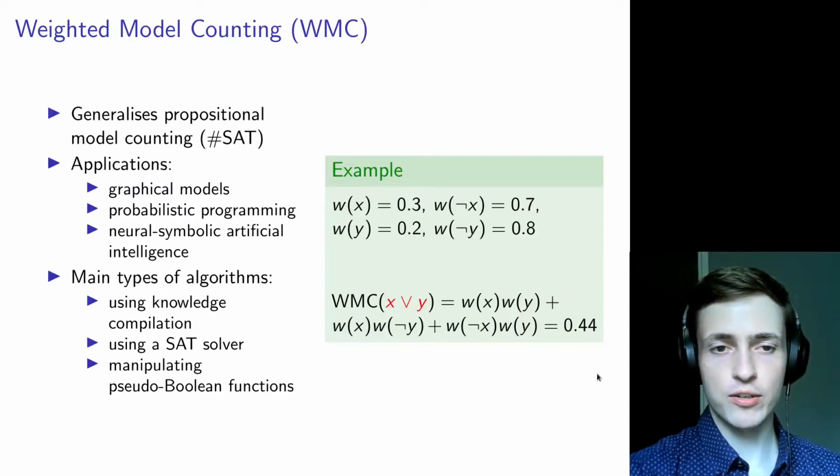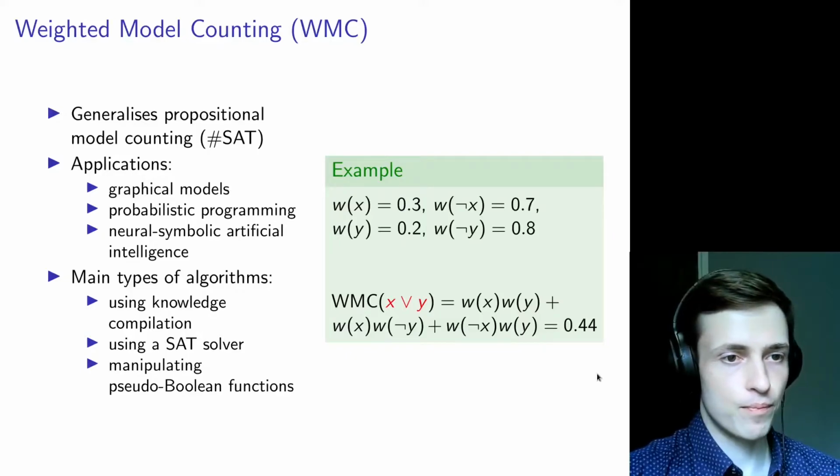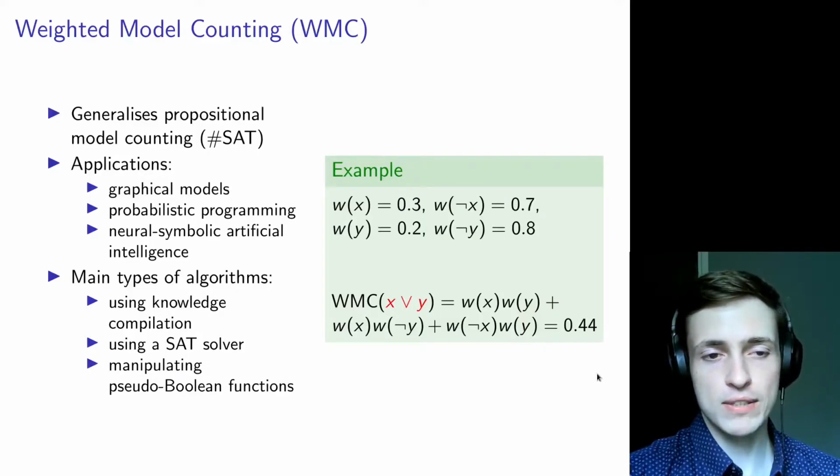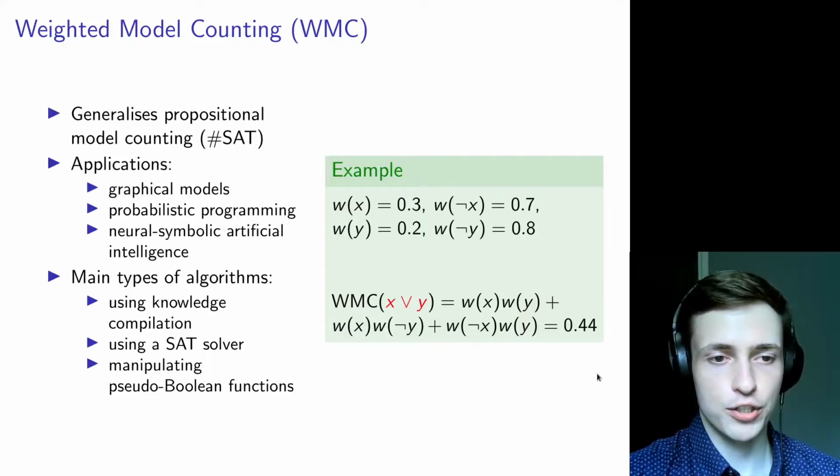WMC is a generalization of propositional model counting with applications to probabilistic inference for all kinds of models, as well as more recently to neural symbolic artificial intelligence as well.